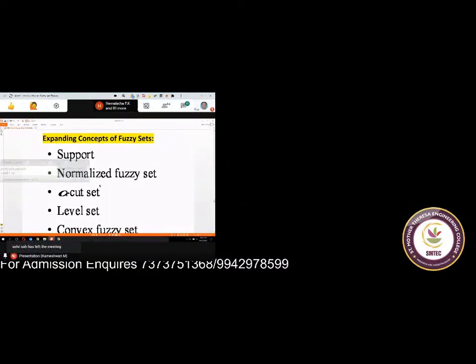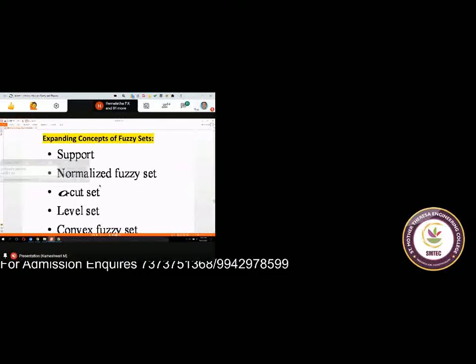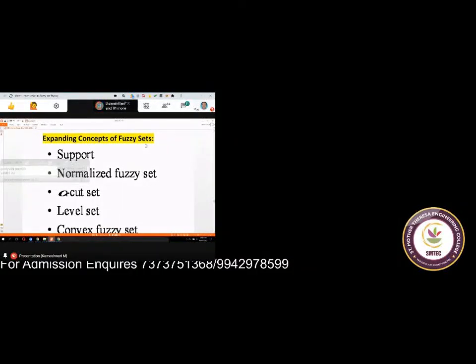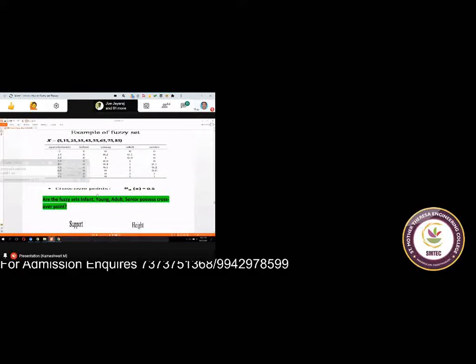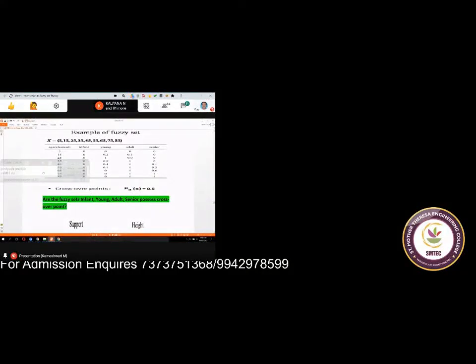Now we are going to see some of the expanding concepts of fuzzy set theory. That means fuzzy set theory has some specialities apart from the operations that exist in the crisp background. They are support, normalized fuzzy set, alpha cut, level set, convex fuzzy set, fuzzy number, magnitude of fuzzy set, subset of fuzzy set, and so on. We are going to understand all these through this example.